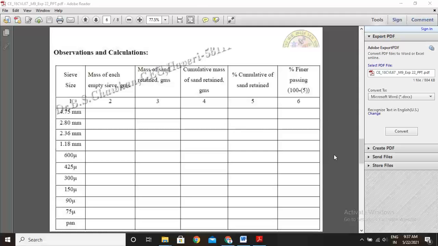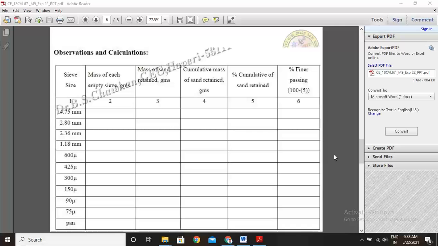In column 3, you write the mass of sand retained on each sieve in grams, and column 4 is the cumulative mass of sand retained in grams, which you complete with respect to column 3. Then the percentage cumulative of sand retained in column 5 is the cumulative mass of sand retained divided by the original sample taken, multiplied by 100. Then the 6th column is percentage finer passing, that is 100 minus the 5th column. So we get percentage finer.